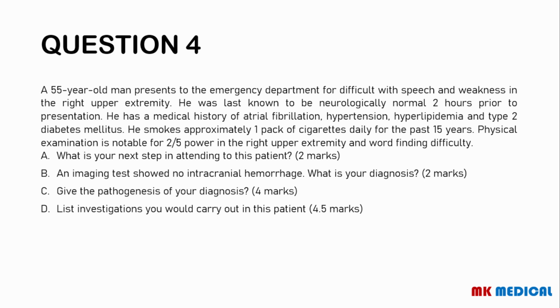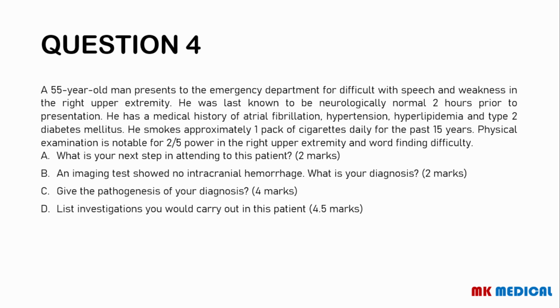A 55-year-old man presents to the emergency department with difficulty with speech and weakness in the right upper extremity. He was last known to be neurologically normal 2 hours prior to presentation. He has a medical history of atrial fibrillation, hypertension, hyperlipidemia, and type 2 diabetes mellitus. He smokes approximately 1 pack of cigarettes daily for the past 15 years. Physical examination is notable for 2 out of 5 power in the right upper extremity and word finding difficulty. So what is your next step in attending to this patient?